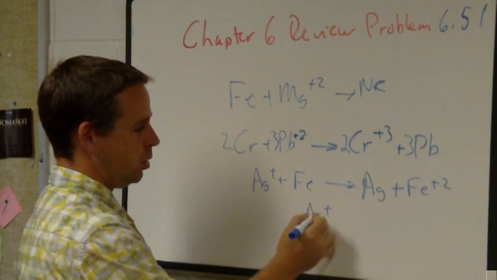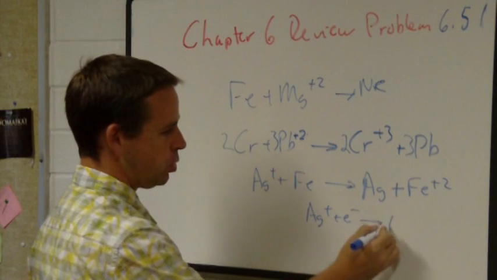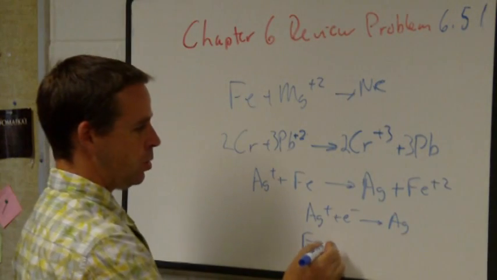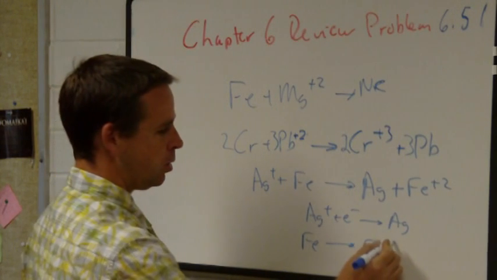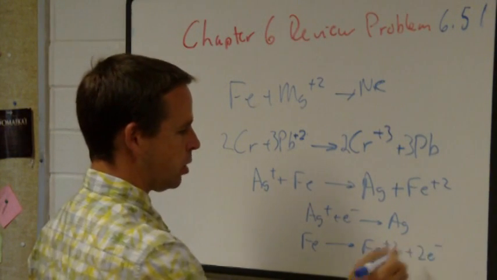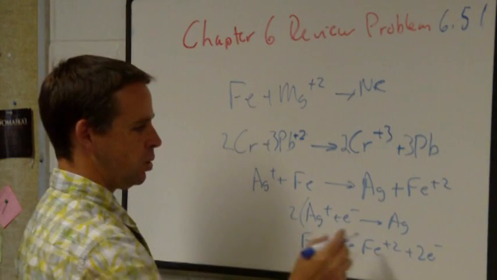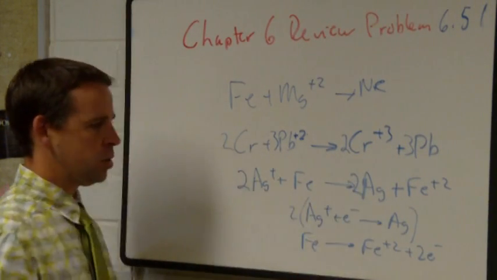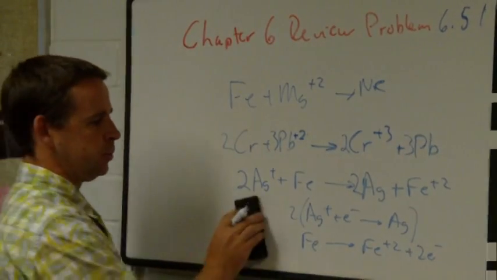Ag plus an electron goes to silver metal. Iron metal goes to iron ion, and it yields 2 electrons. So we see that we have to multiply this one by 2 so that the electrons will cancel out. So that's how I knew we needed 2 silver ions and silver atoms. Okay?